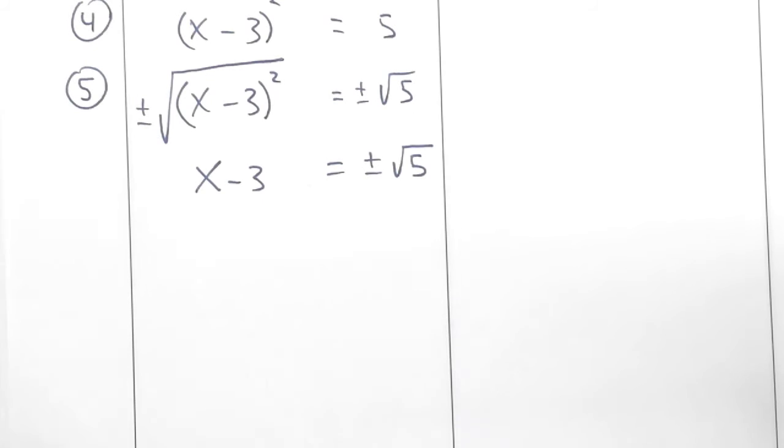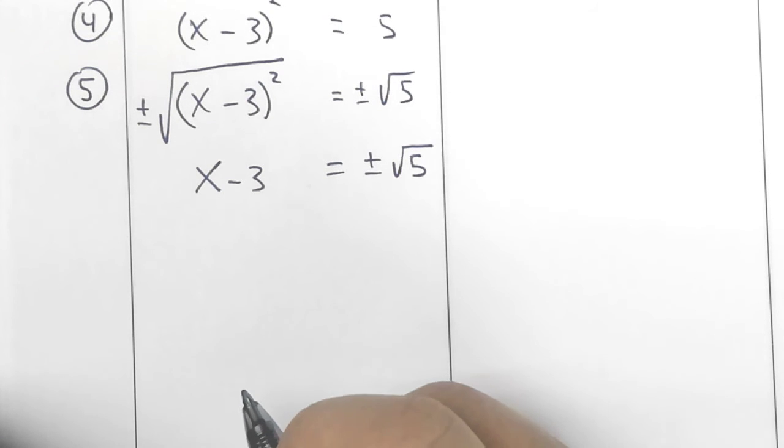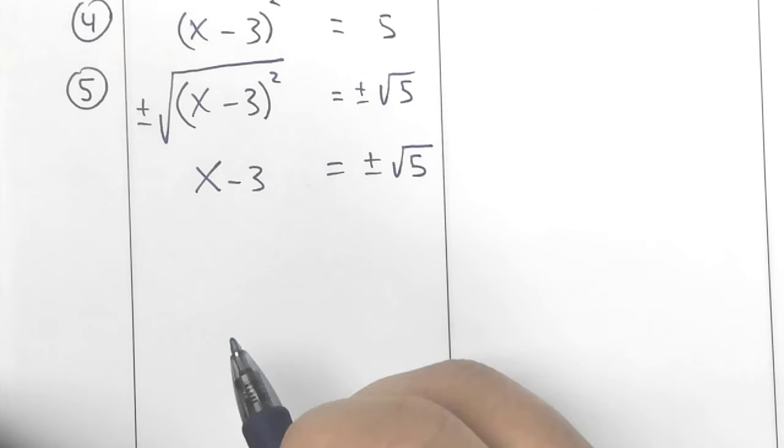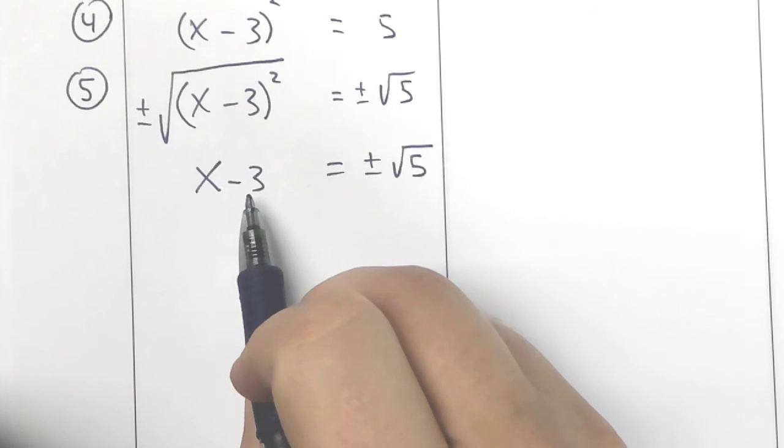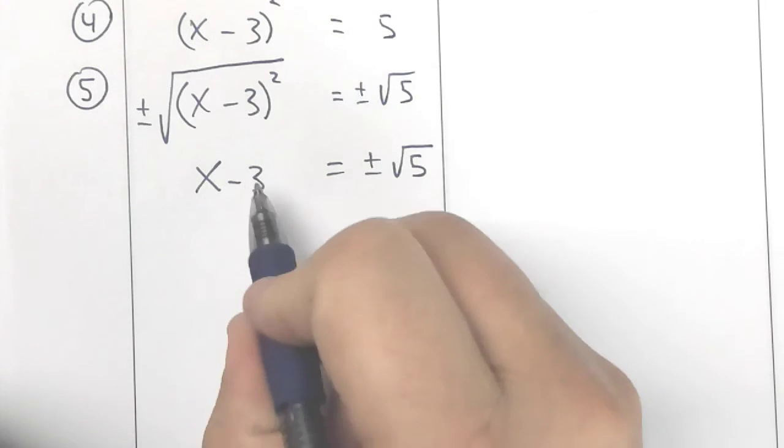After we get this far, questions on this so far? Not really. All right. So now there's a negative involved here, so we have to do the opposite. This is a -3. We have to do the opposite because we want to get x by itself.